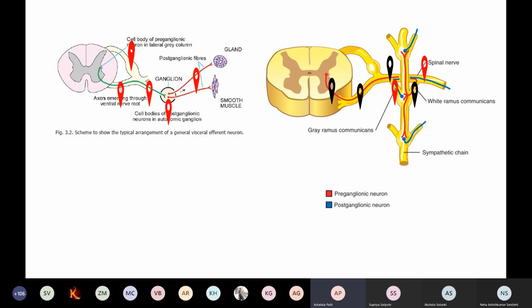Now the axons of these ganglion cells grow outwards. Again, they enter the spinal nerve. These fibers are now called postganglionic fibers, and they supply their targeted organs, either the gland, smooth muscle, cardiac muscle, whatever is there.